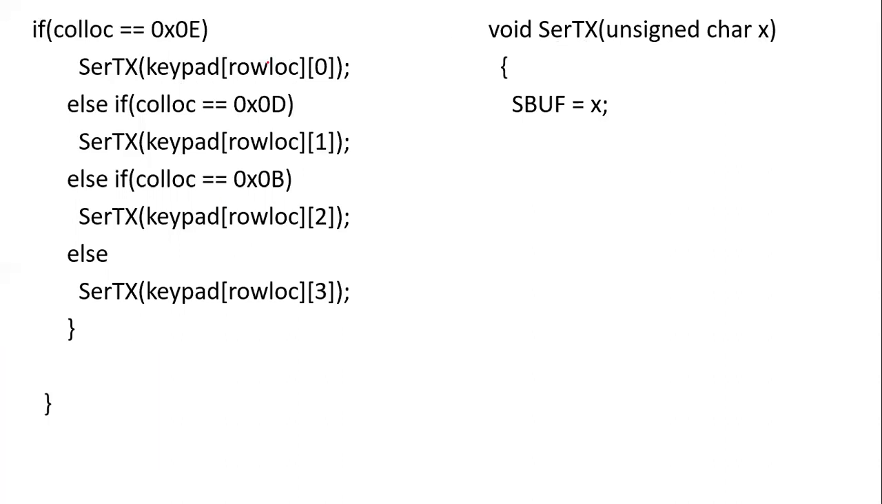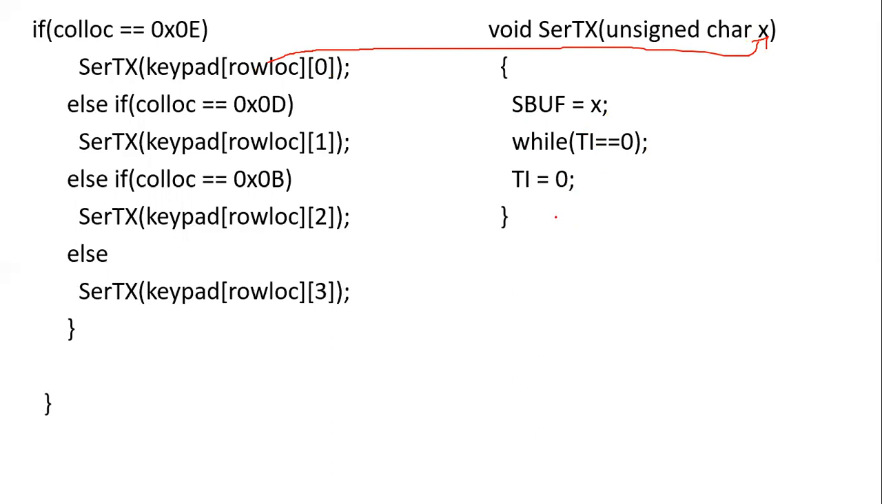So from here we will now pass a value into this. Whatever value comes in will be passed here. That will then be the input for the SBUF, isn't it? So SBUF is passed here with the value. Then we wait for the transmit flag to be set to high. If it is set to high, then we clear it for the next operation. And that is the end of this subroutine.